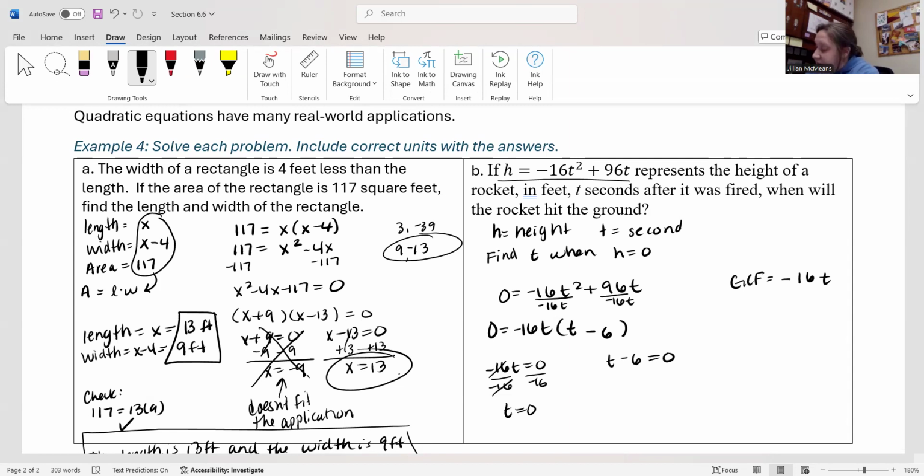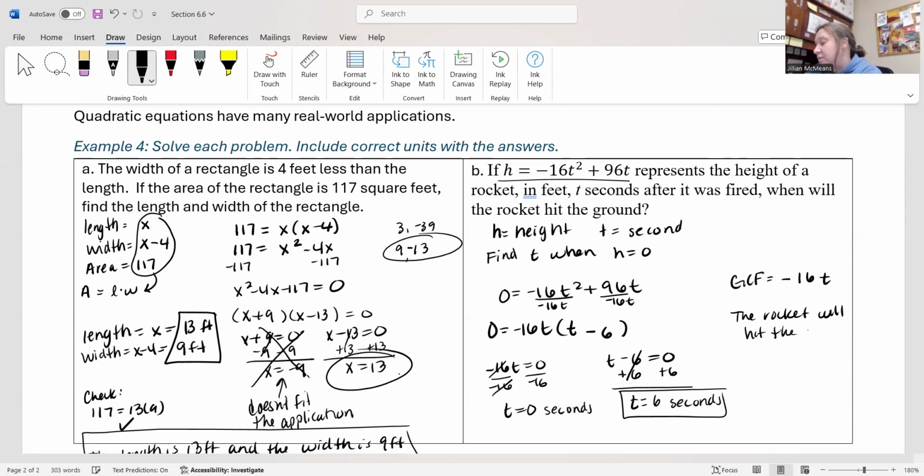And then finally, we have t minus 6 equals 0. To get t alone, I want to add 6 to both sides. 6 minus 6 is 0, leaving me with just t, and then 0 plus 6 is 6. So we could say at 0 seconds, but more importantly, after 6 seconds, we know that the rocket has hit the ground. So we would say the rocket will hit the ground after 6 seconds. And that's your final answer.